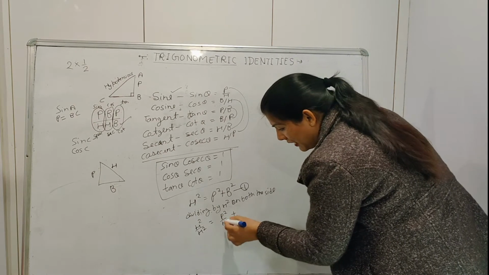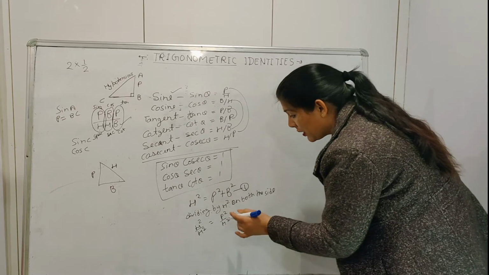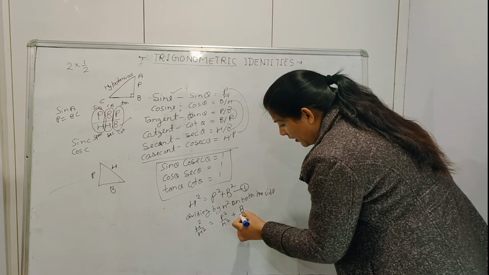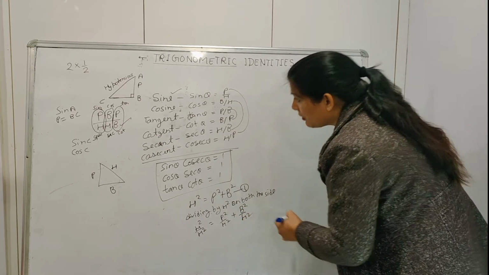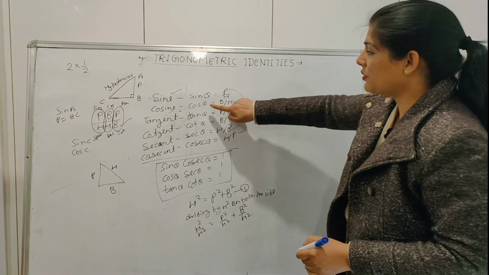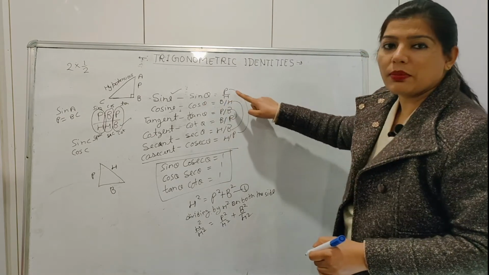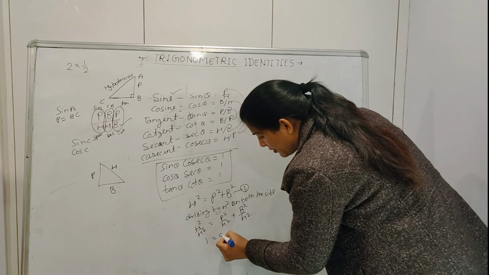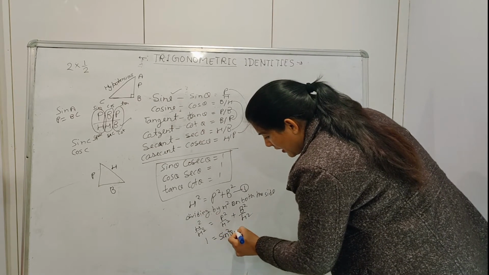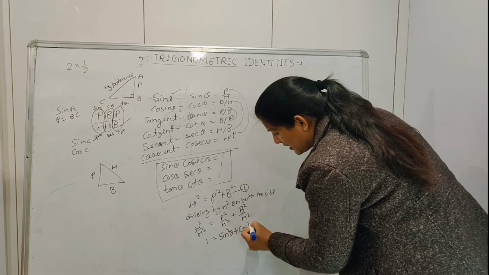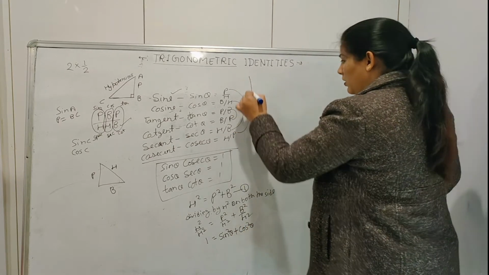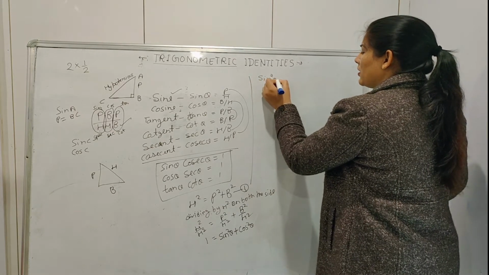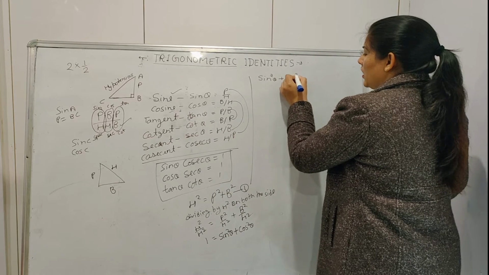You can write it as P upon H whole square, because P upon H is equal to sine theta, and B square upon H square is equal to cos square. As you can see here, cos theta is equal to base upon hypotenuse. So here the first identity: 1 equals sine square theta plus cos square theta. Or you can write the identity as sine square theta plus cos square theta equals 1.